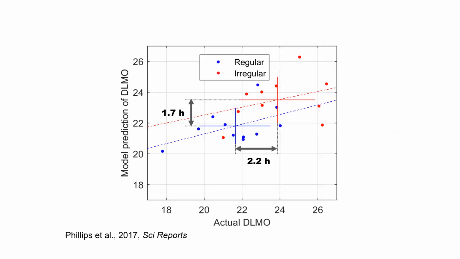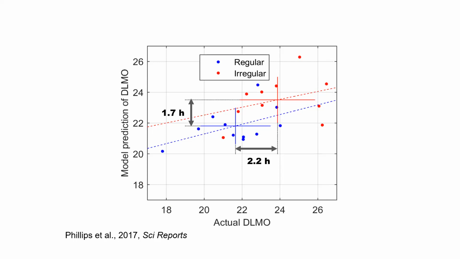And what we found was two things. Firstly, that yes, you can explain almost all of the group level difference just based on the individual's light exposure patterns. So this is with the actual DLMO on the x-axis, and this is the model predicted DLMO on the y-axis. And you'll see if we look at the group difference in means, the actual difference is 2.2 hours. The model predicted difference is 1.7 hours. So at the group level, the model is actually accounting for that difference.